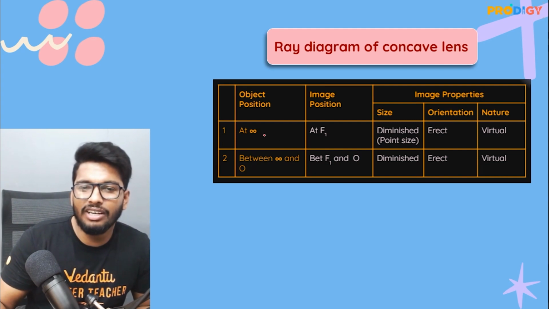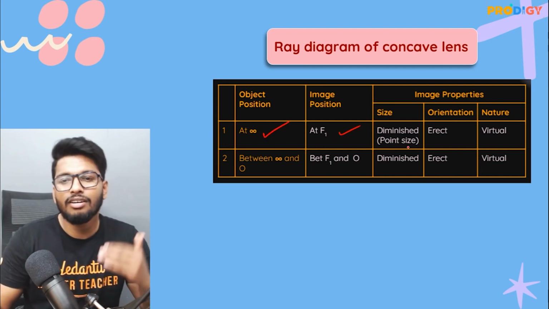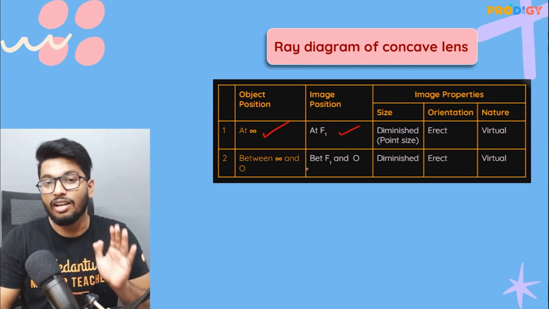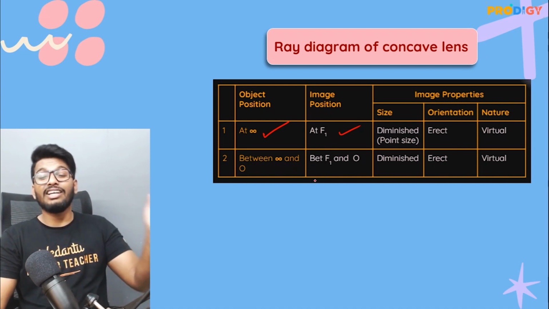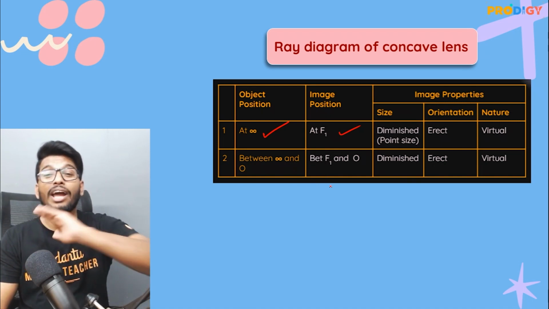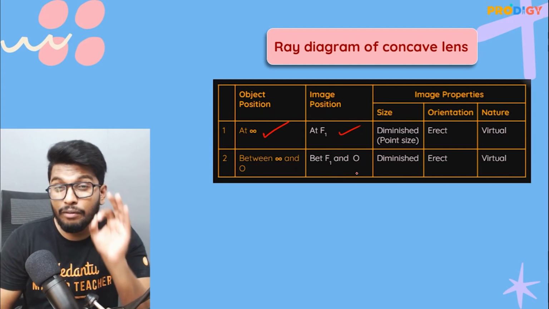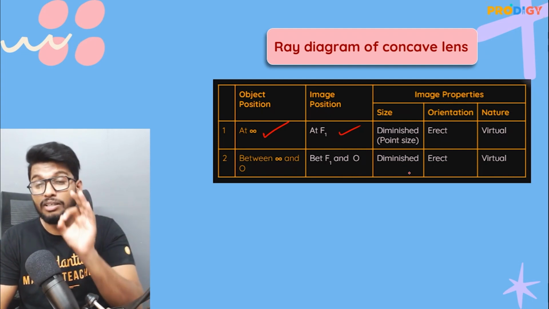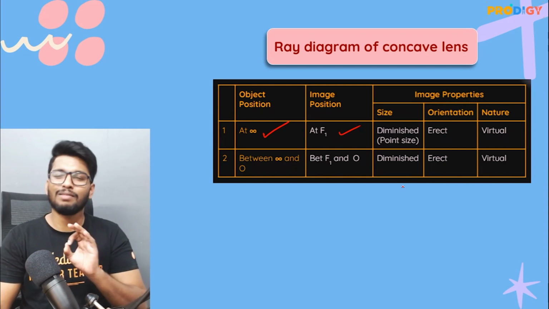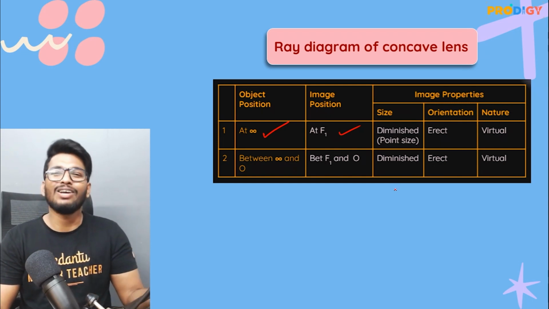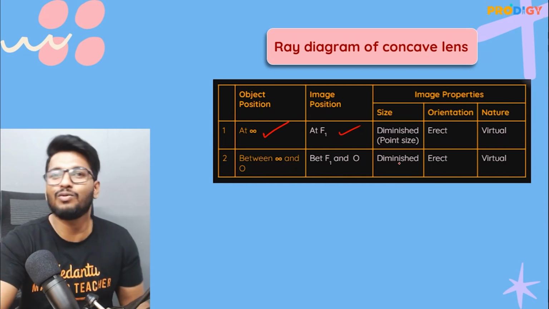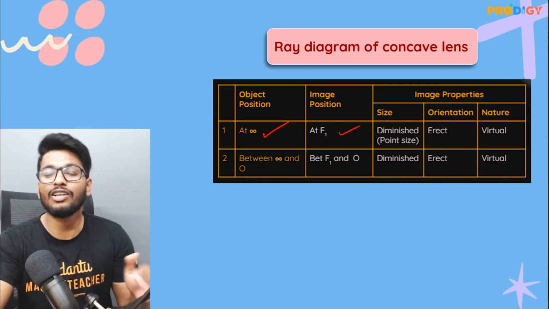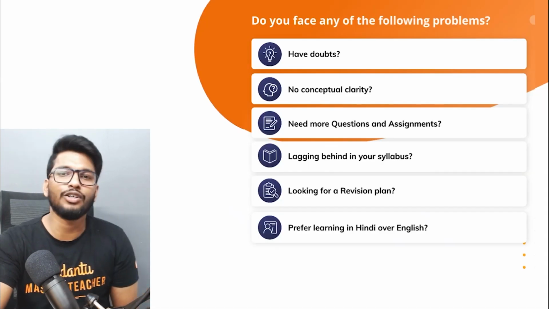If the object is at infinity, image is going to be formed at F1. Diminished, erect, virtual. Anywhere between infinity and the optical center, doesn't matter where you keep it, the image is going to be formed between F1 and O, and it's going to be diminished, erect, and virtual. Simple as that. How easy is that, people? So for all those who thought that this was difficult, it's not. You just need to practice a little and you're good to go.